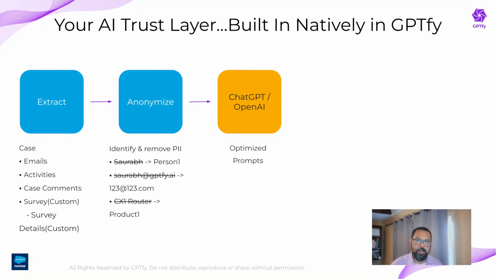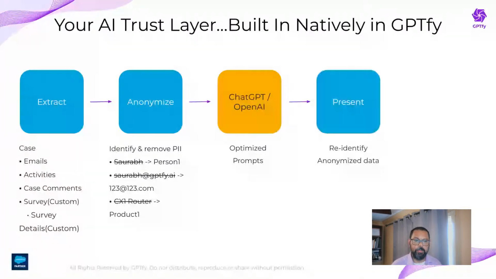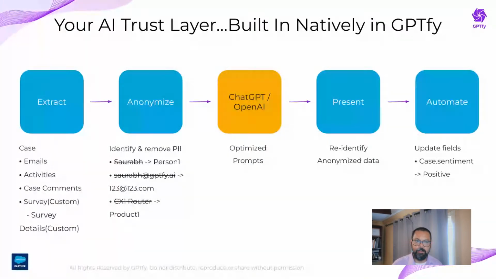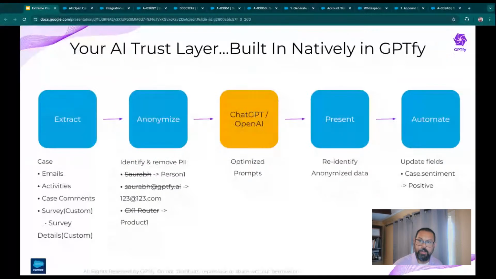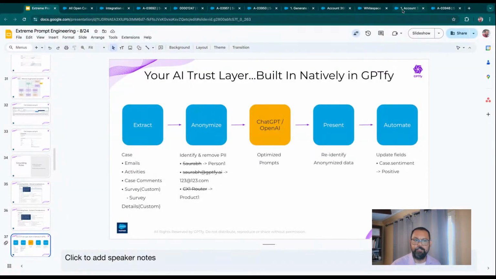Could be OpenAI, could be Google Vertex, could be Anthropic Claude on AWS, could be Meta's Llama. We don't care. Any AI model you send it to, we get a response back. We will replace person one with Saurabh and present it. We'll update fields, things like that. So here is a quick example of that.